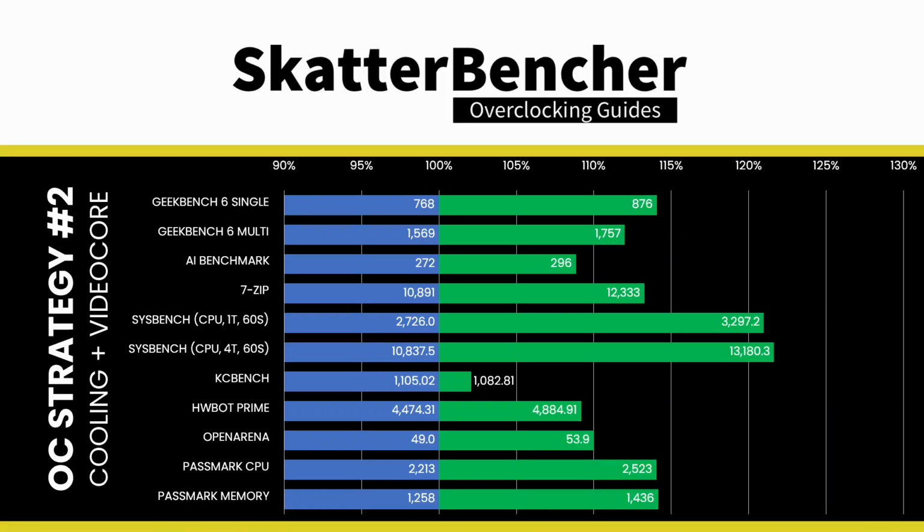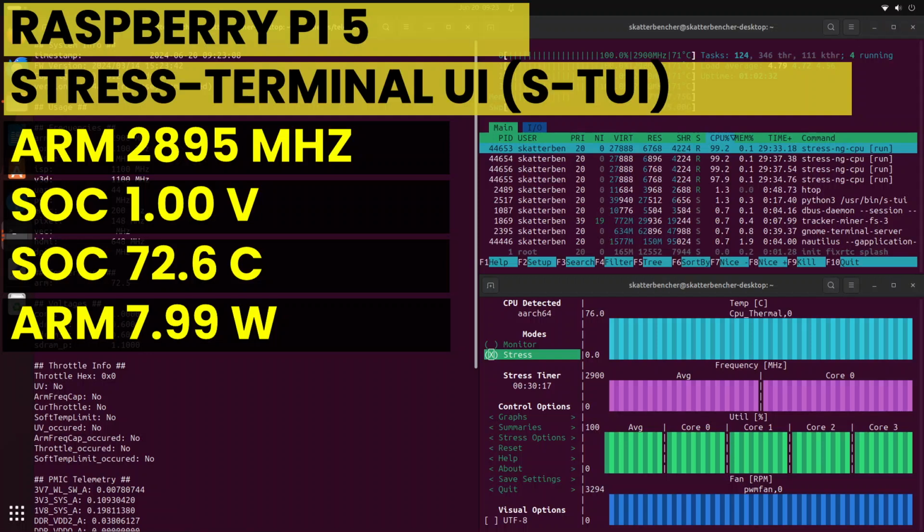We rerun the benchmarks and check the performance increase compared to the default operation. By increasing the VideoCore frequency from 910 to 1100 MHz, we see a further increase in the performance across all benchmark applications. When running the S2E stability test, the average ARM core clock is 2895 MHz with 1 volt. The average SoC temperature is 72.6 degrees Celsius. The average ARM core power consumption is 7.99 watts.